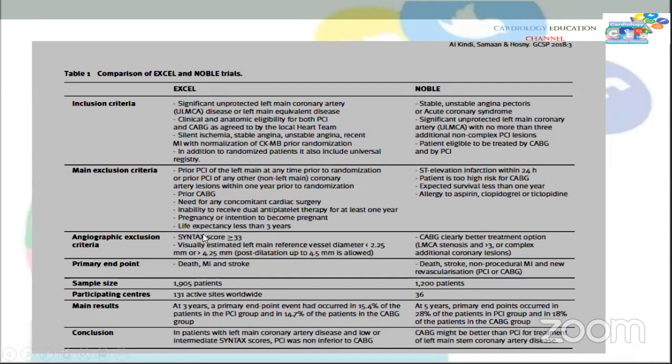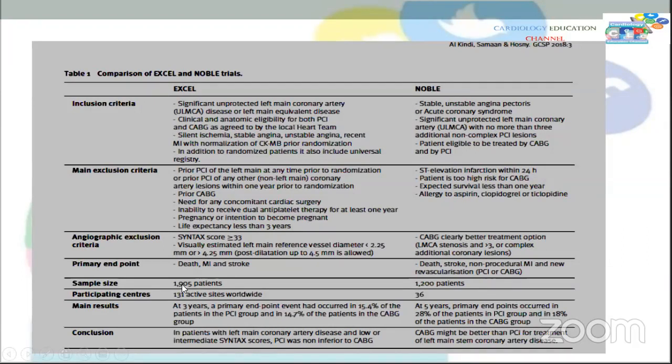But then, as they said later on, the angiographic core lab analysis said that 25% were in the third tertile. And here exclusion was in the presence of left main coronary artery stenosis plus 3 complex additional lesions, as we said previously. The primary endpoint here is a 3-point MACE: death, MI, or stroke. Here, death, stroke, non-procedural MI, and new revascularization, PCI or CABG.